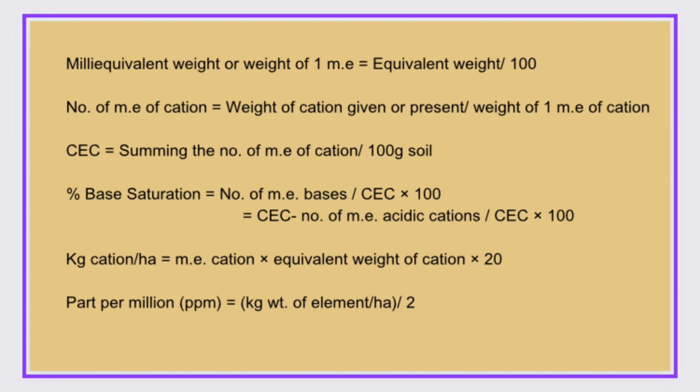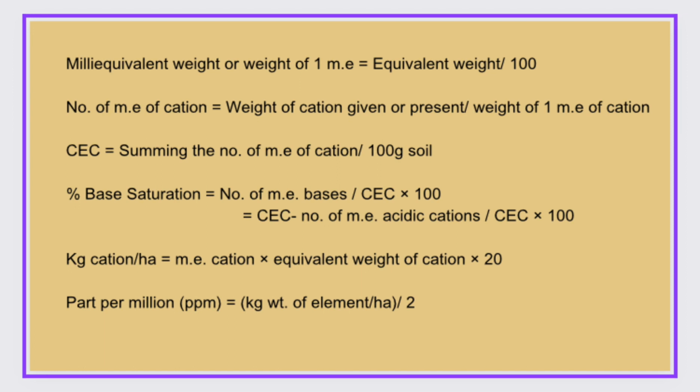Then we will get the number of milliequivalents of cations, and to solve for it, we divide the weight of cations given, or percent, by the weight of 1 milliequivalent of cation. And now, we will solve the value of CEC by summing the number of milliequivalents of cations per 100 grams of soil.